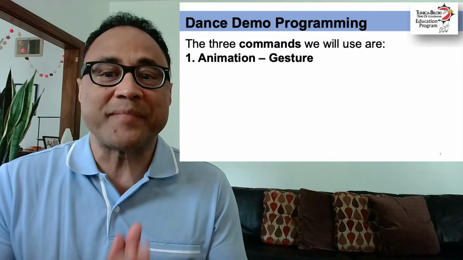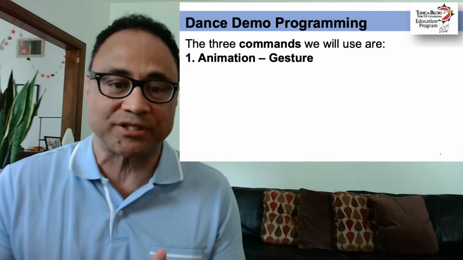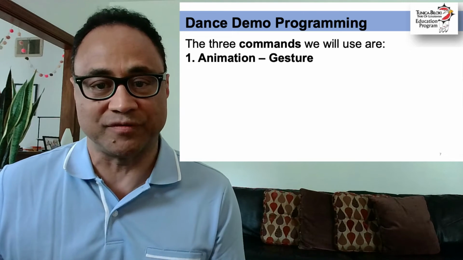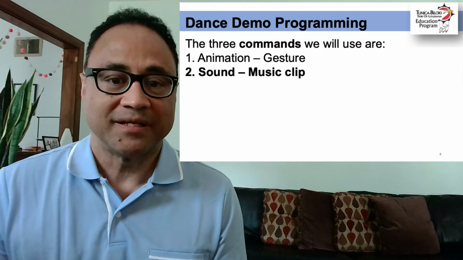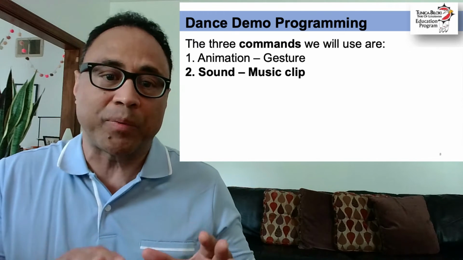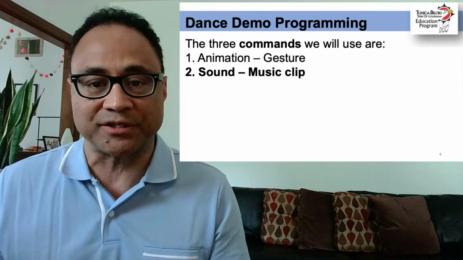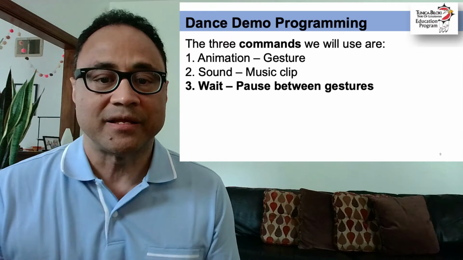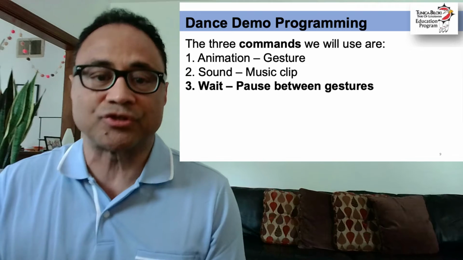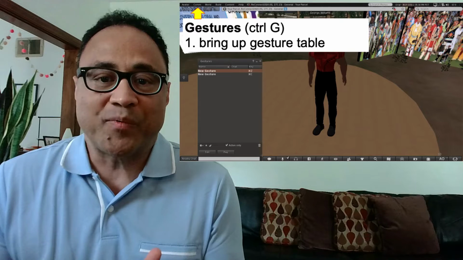All right, so there are three commands we will use in this demo, and the first is animation, and that's gesture. Another way to look at that is those are going to be the dance moves for the avatar. The second command will be sound, and that will play music throughout this gesture program. And then finally, we have wait, and this is a pause that happens between the gestures, or each one of the dance moves. Okay, so with that, we'll go to our PowerPoint and gestures.